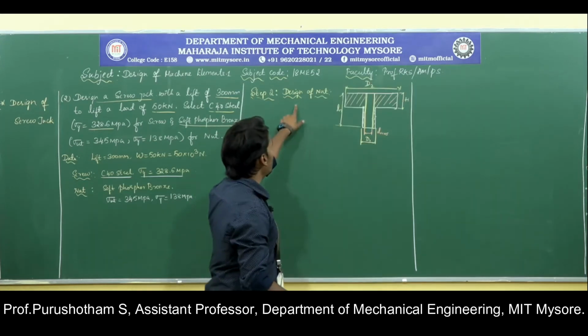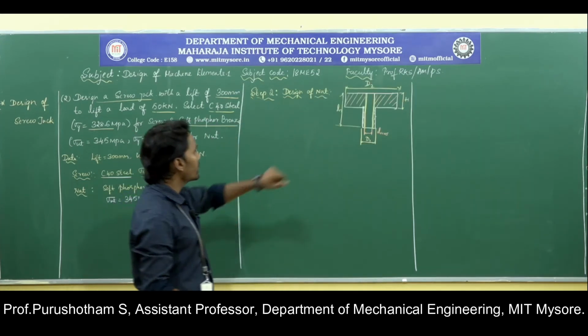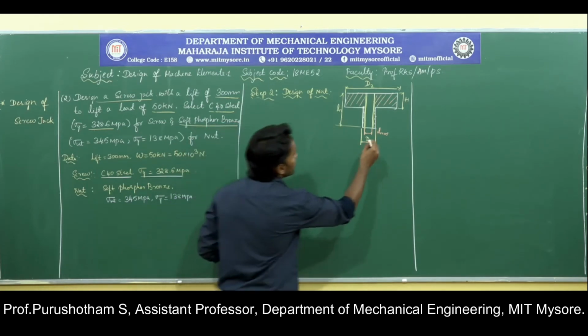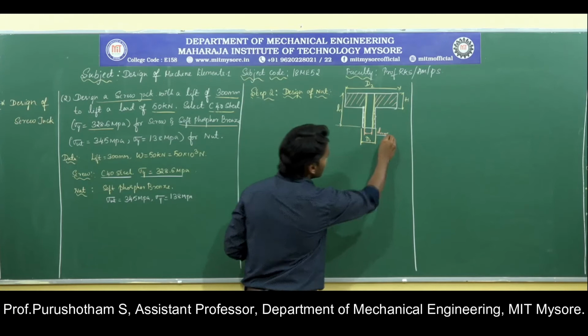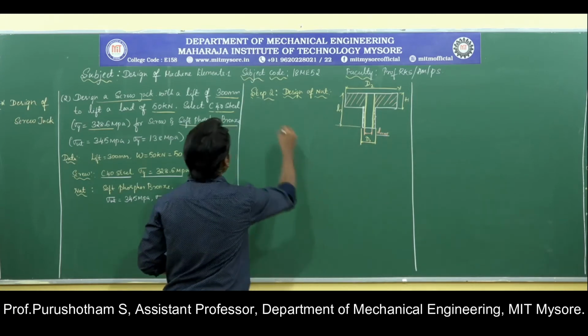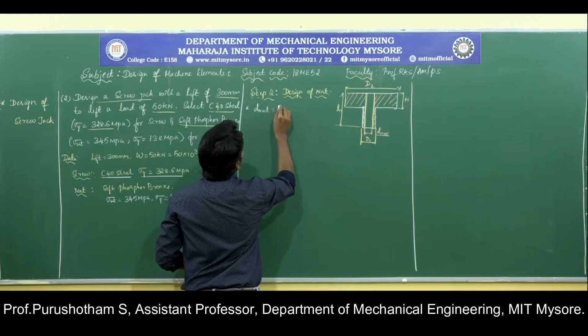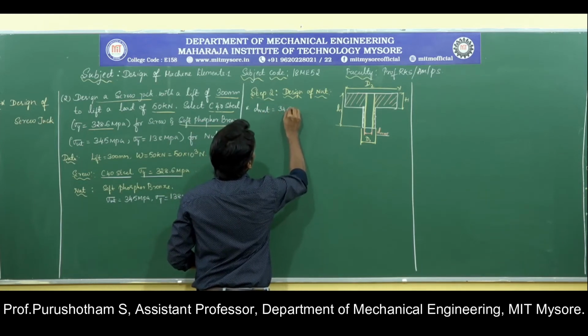Next we move on to the design of the nut. Here if you see this diagram, what we need to calculate is the major diameter of the nut, D of nut, which is already calculated, D of nut, which is 34.5 millimeter.